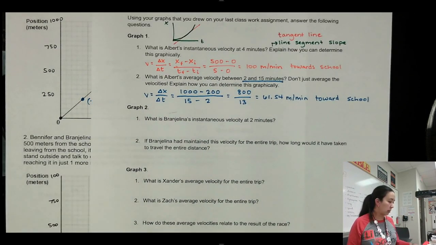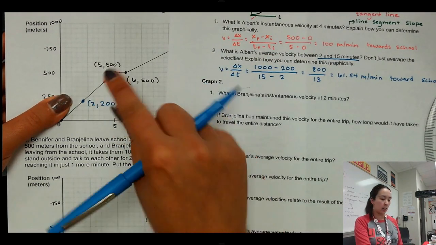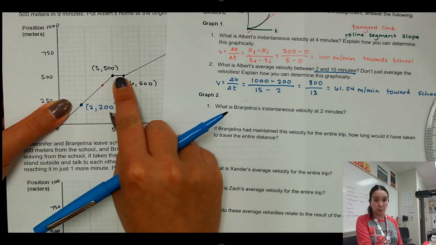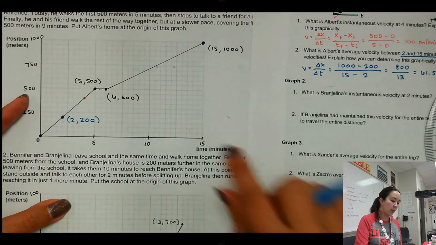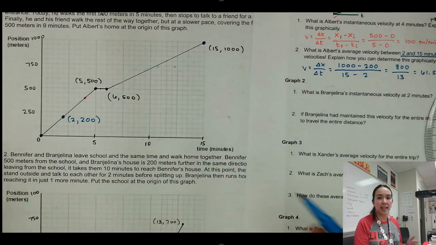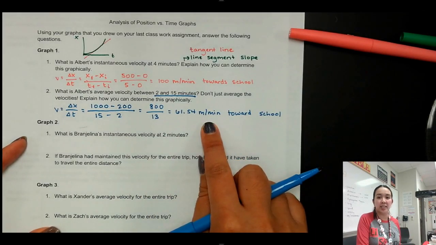There are kind of 3 different velocities that Albert has from time equals 2 until time equals 15, right? Because he's traveling at 100 meters per minute here. All right, he's traveling at 0 meters per minute here, right? Because he's stopping to talk to his friend. And then here, he's going slower than 100 meters per minute, but definitely faster than 0 meters per minute. When you crunch all those numbers together, the average of those 3 numbers is not 61.54.